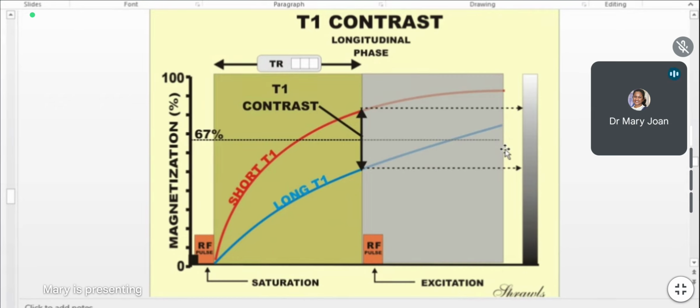This is for easy understanding of the magnetization and saturation and excitation by RF pulse for T1 and T1 contrast. So here is TR, with short T1 and long T1. The difference between the short T1 and the long T1 is what gives us the contrast. The 67% is what is shown by this dotted line, from one RF pulse to the next RF pulse.